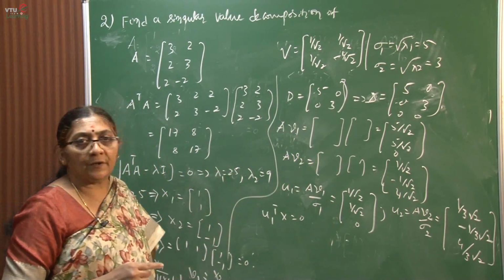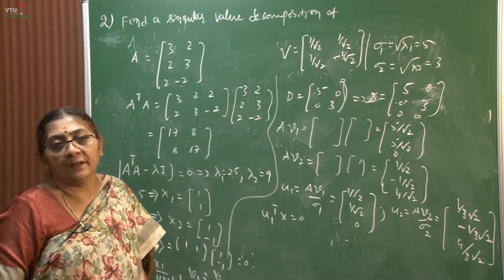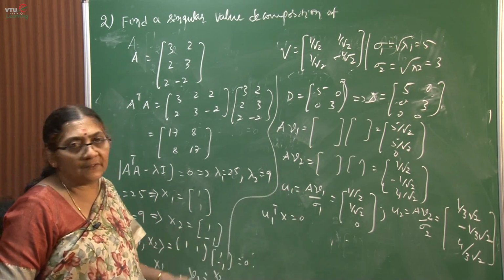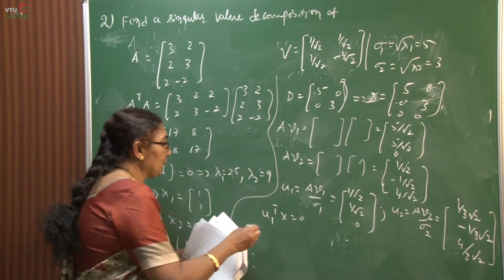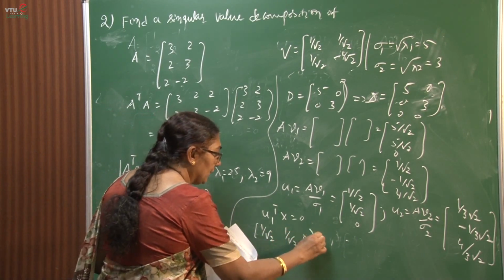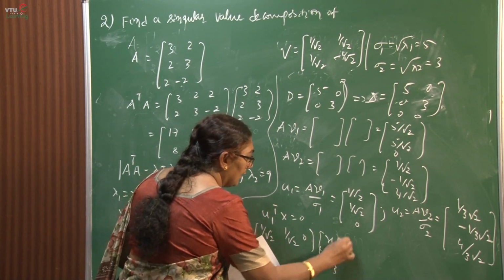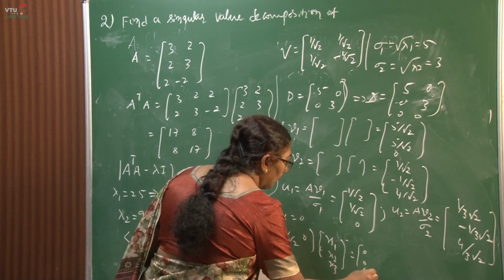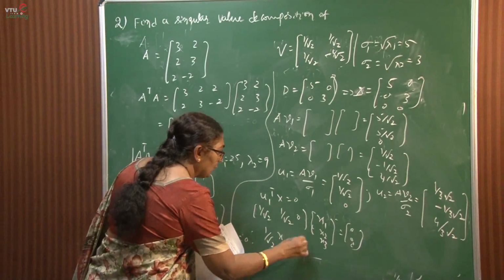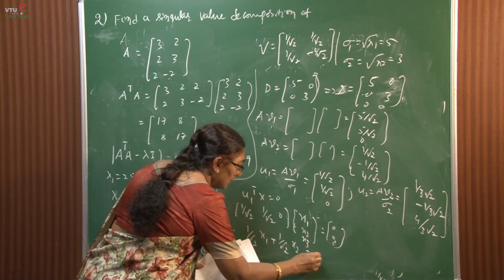Suppose you take U2 transpose x equal to 0; we get x1 plus x2 plus x3, but here we get only x1 and x2. That is why I am using this simpler one, U1. U1 transpose x is 0 means 1 by root 2, 1 by root 2, 0 times x1, x2, x3 equals 0, because I need to find another vector U3. What we get is 1 by root 2 into x1 plus 1 by root 2 into x2 must be equal to 0.